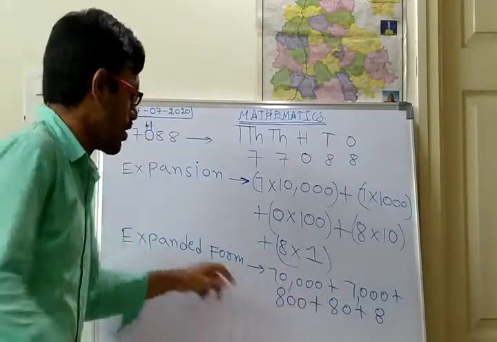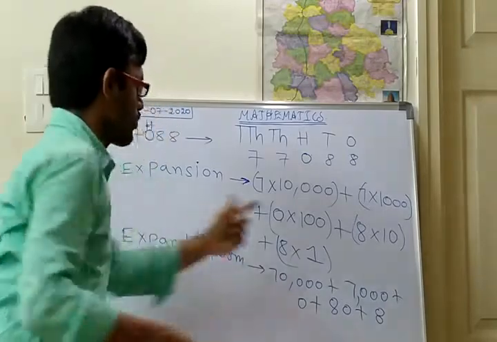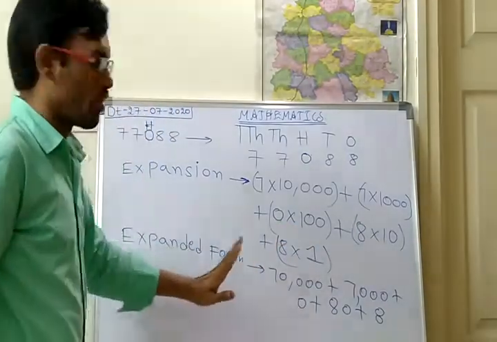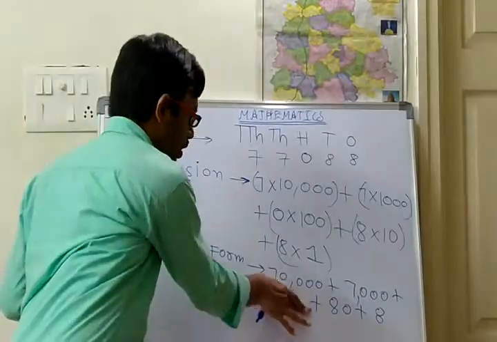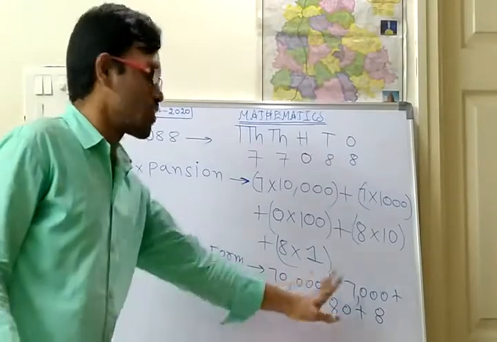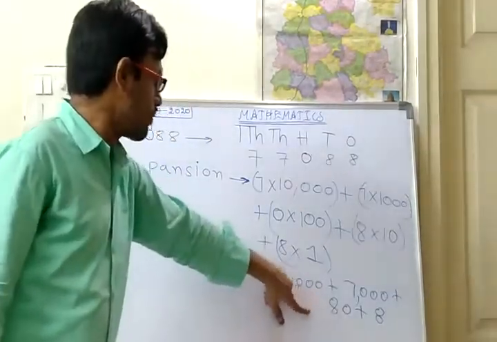So instead of this 8, what should you take? 0 will come. 0 into 100 is 0 only. So for this expansion form, you are not supposed to keep this one. If we add for this also, what will be the result? The result will be this one only.